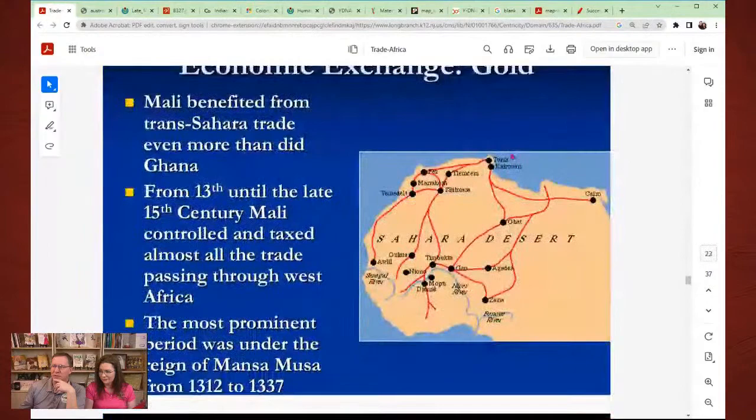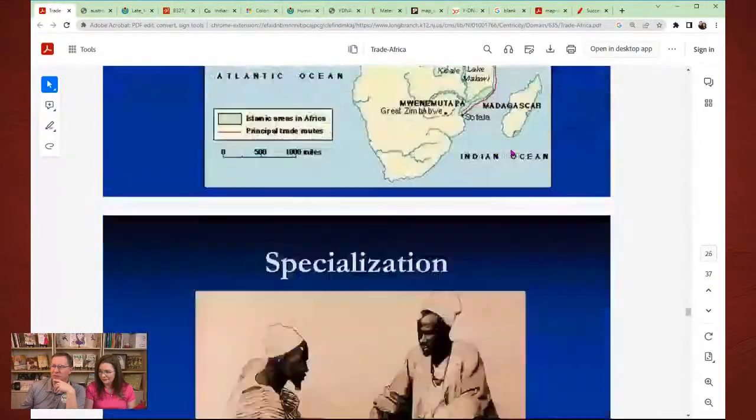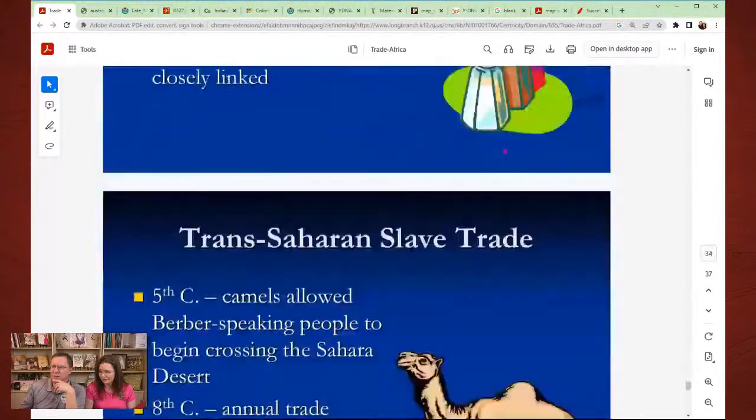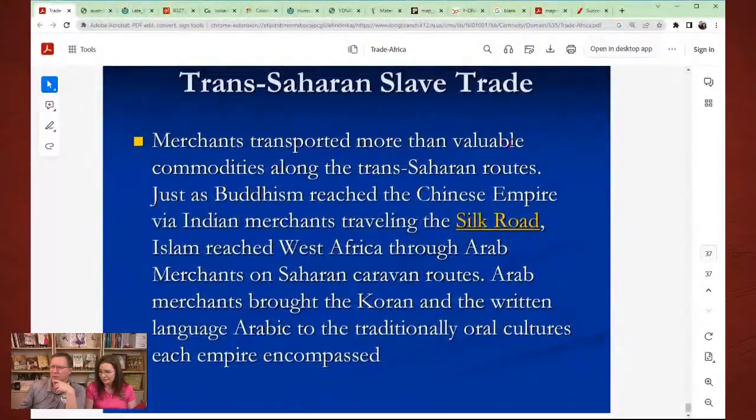Which leads us to, I don't care about camels. Do they bring the Silk Road into here? They should. Maybe they don't. Where's the Silk Road? Oh, they didn't.